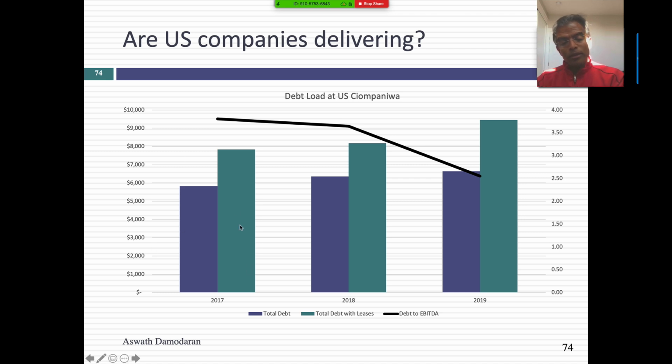See the blue and the green line? The blue is actually total interest-bearing debt. The green includes leases. I was expecting the numbers in 2018 and 19, so the dollar value of debt to be lower, but it wasn't. In fact, it rose a little bit in 2018 and even more in 2019.